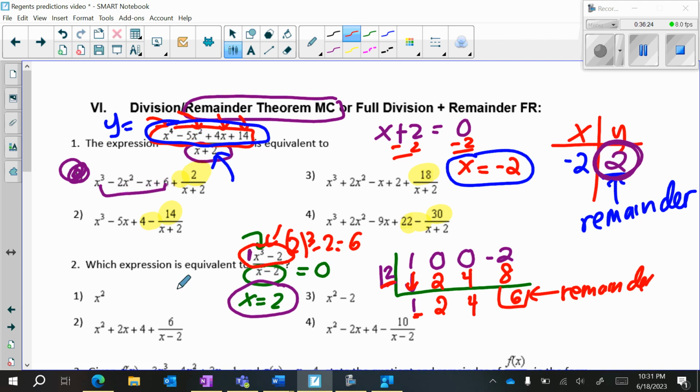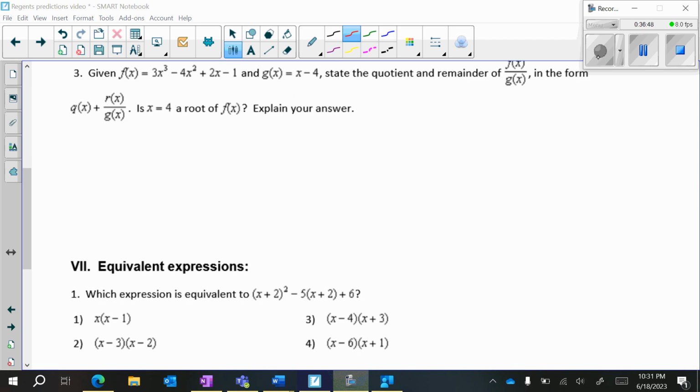If I had put this in y equals and looked on the table at 2, it would say 6 next to it. This means that 2 is not a 0 because it does not have a remainder of 0 when you divide by x minus 2. This means x minus 2 is not a factor because there is a remainder, specifically of 6. So the answer is choice 2.